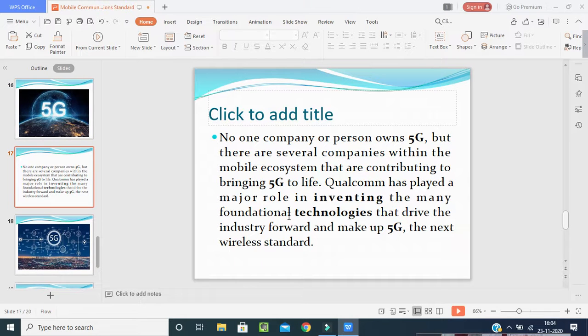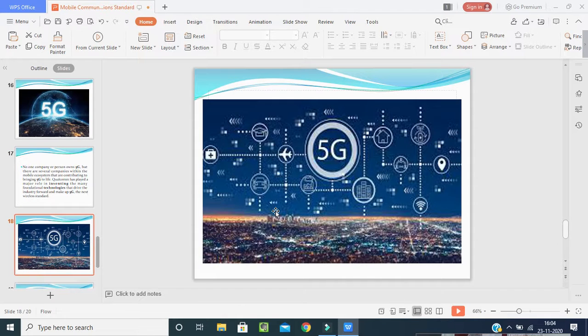Now, no one company or person owns 5G so far, but there are several companies within the mobile ecosystem that are contributing to bring 5G to life. Qualcomm has played a major role in inventing many of the foundational technologies that drive the industry forward and make up 5G, the next wireless standard. In this picture, it is connecting the whole world.